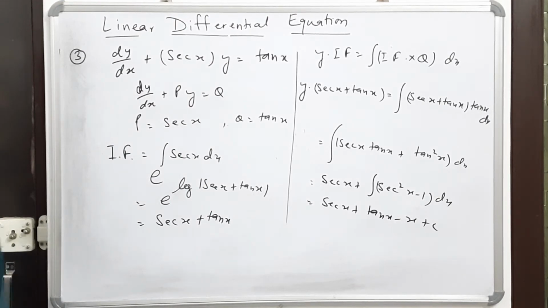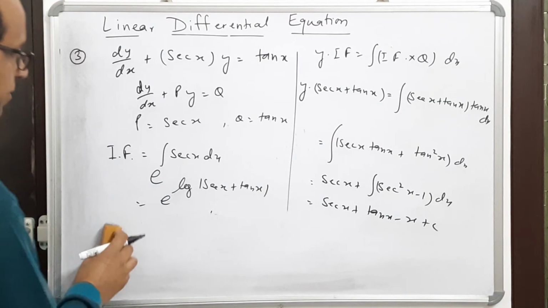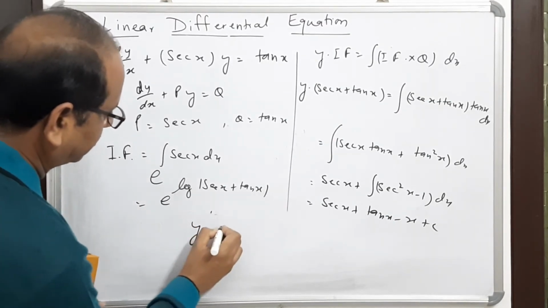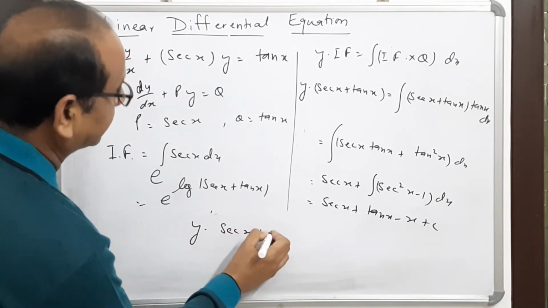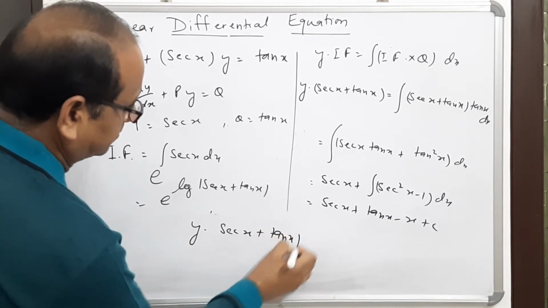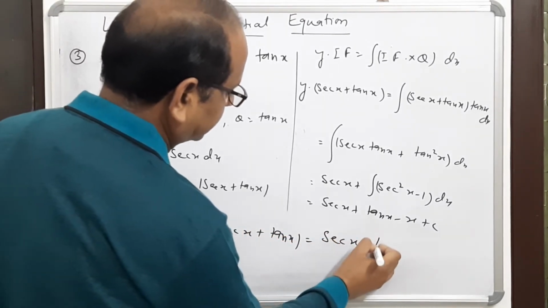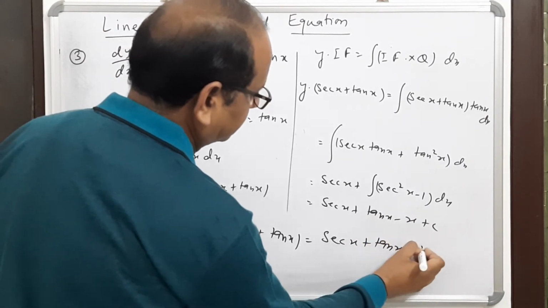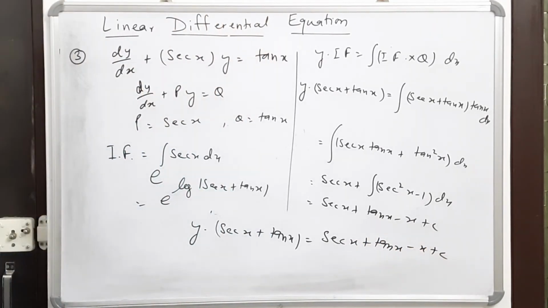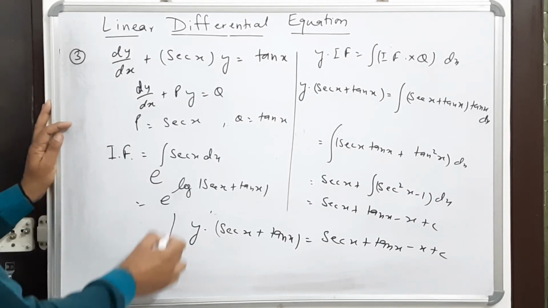So the final answer of this problem is: y into sec x plus tan x equals sec x plus tan x minus x plus c. So you can see here, this is the solution of this.